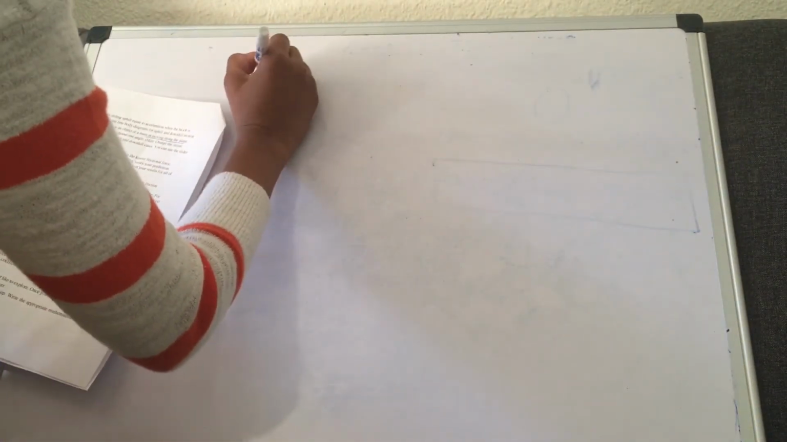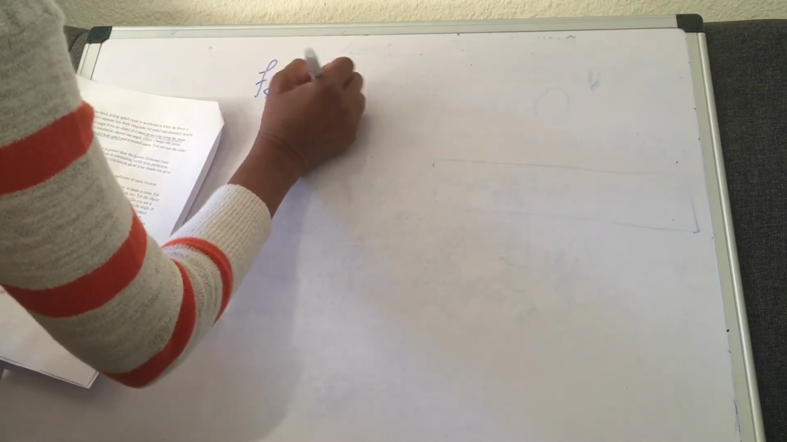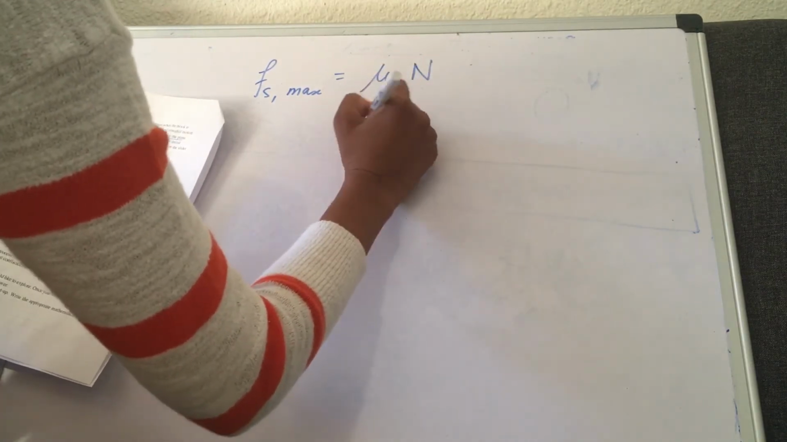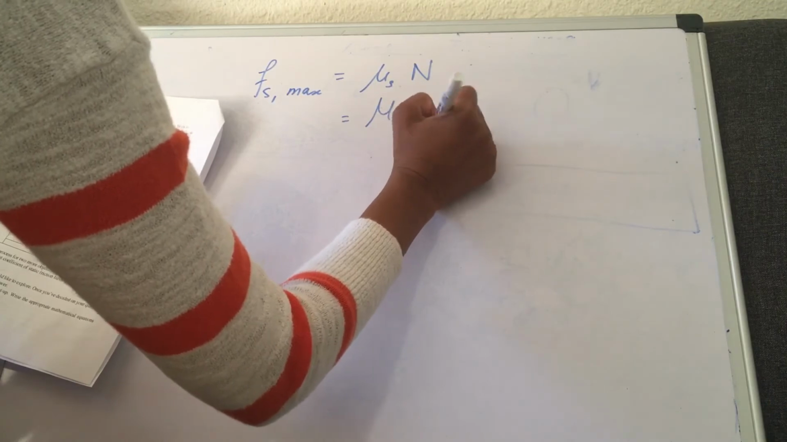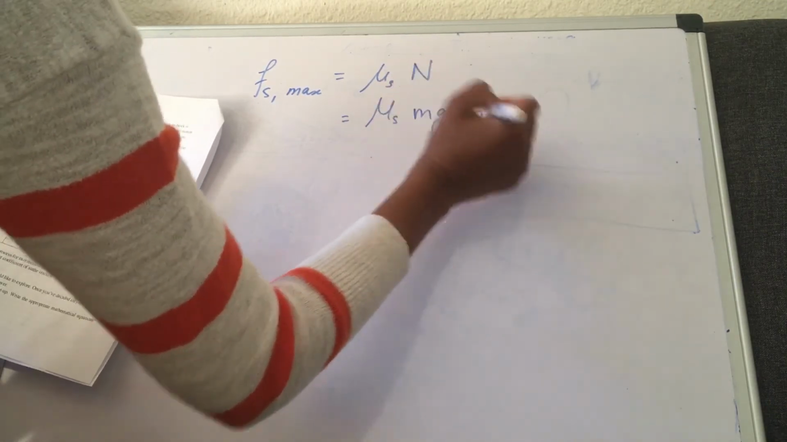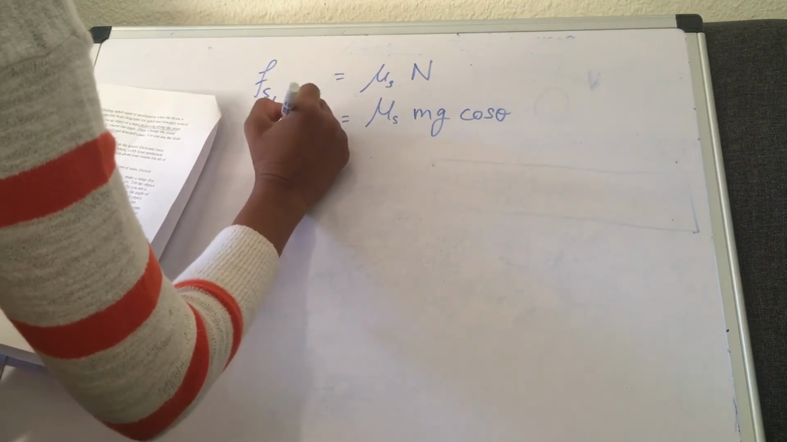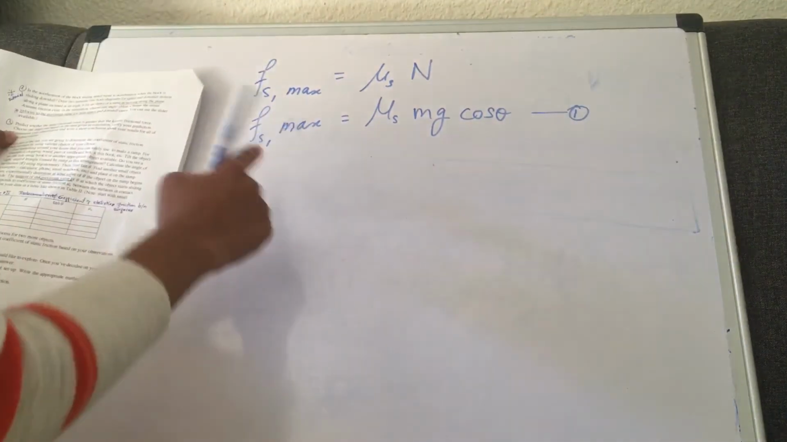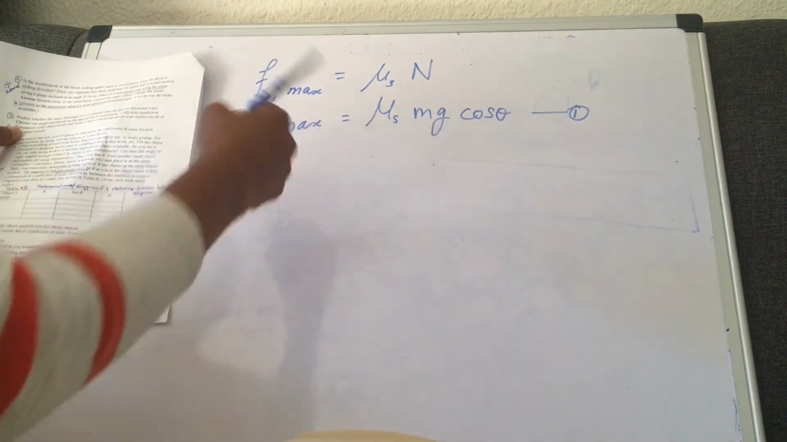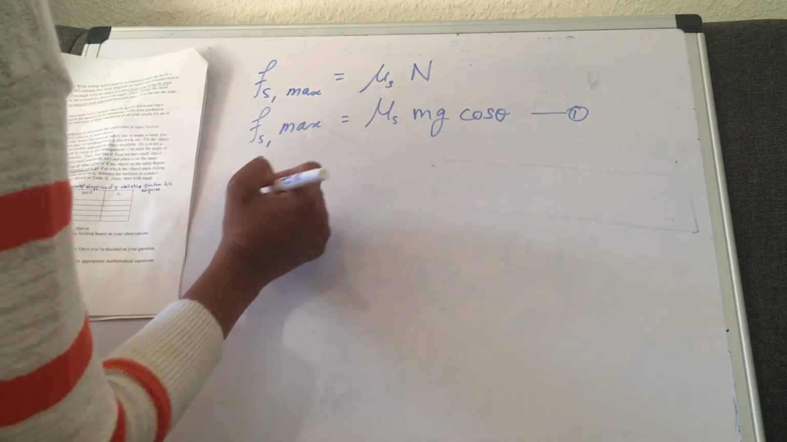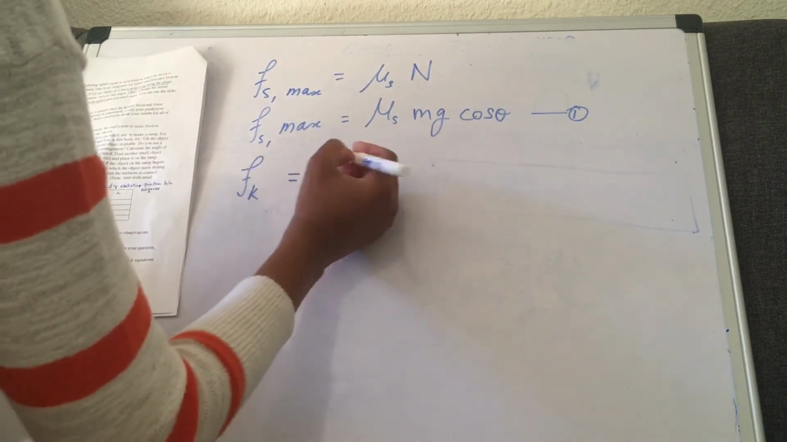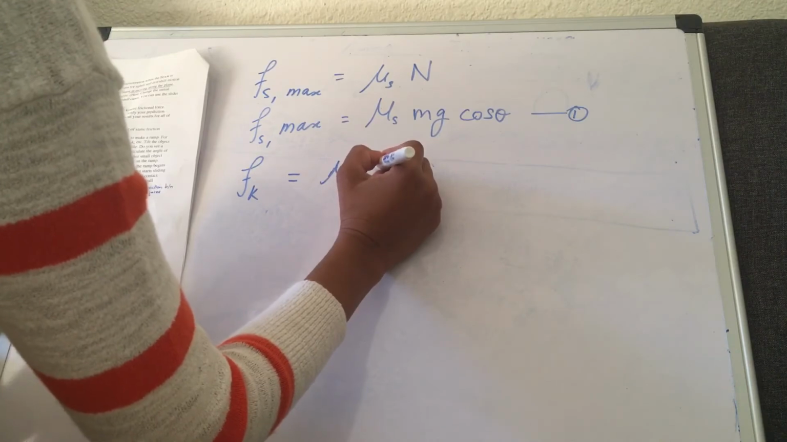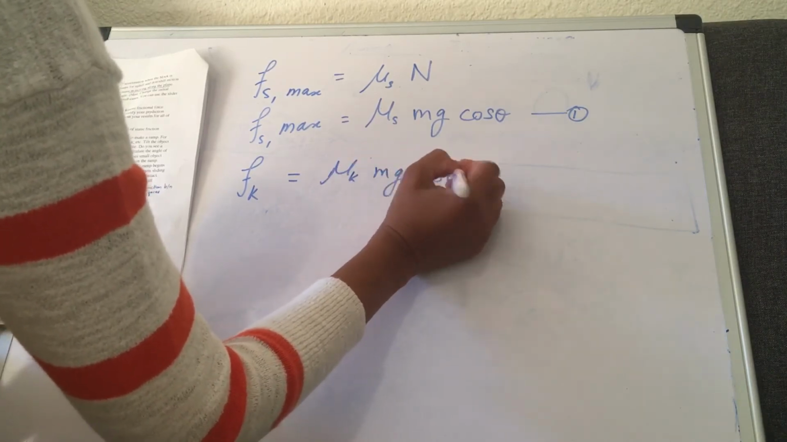So we saw the equation, right? For Fs max, we have mu s N, which is really mu s mg cos theta. Now you guys know why N is mg cos theta, right? Okay, so this is, let's say, equation 1. This is the equation for finding the maximum static frictional force. For kinetic frictional force, Fk equals mu k times N, which is really mg cos theta. Okay, so this is equation 2.